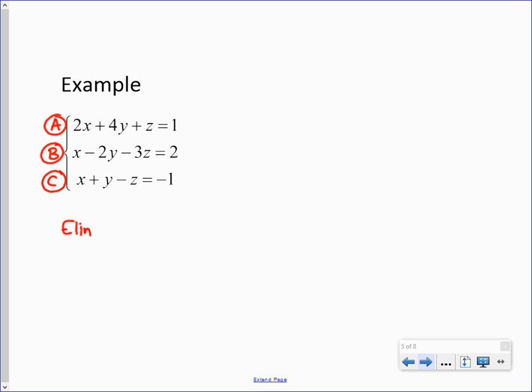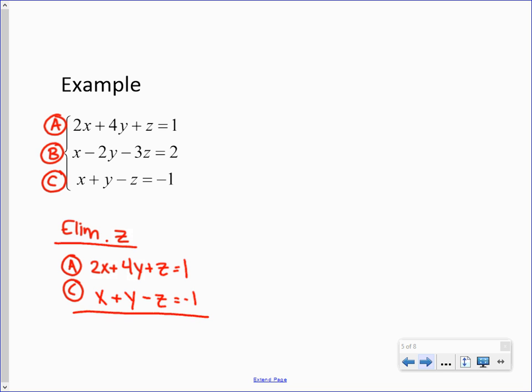So I'm going to mark this down. Eliminate Z. And then I would do like Maddie said, choose the first A and the last C. And I actually labeled them, or you could have R1, R3 right there. And then I'm going to do 2x plus 4y plus z equals 1. On top, then x plus y minus z equals negative 1.